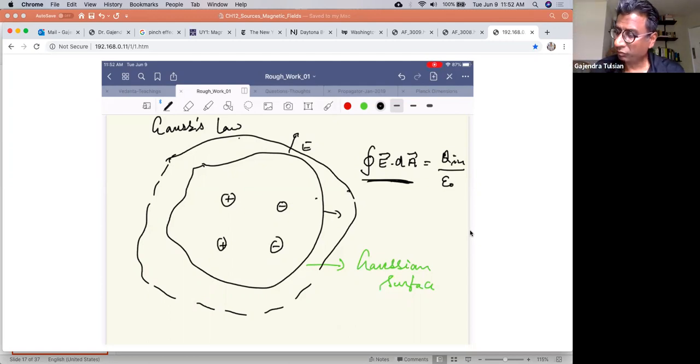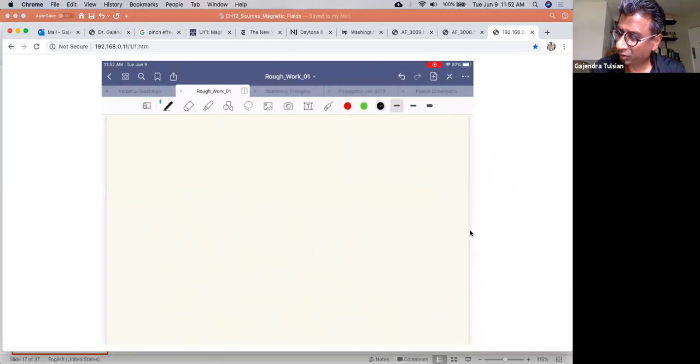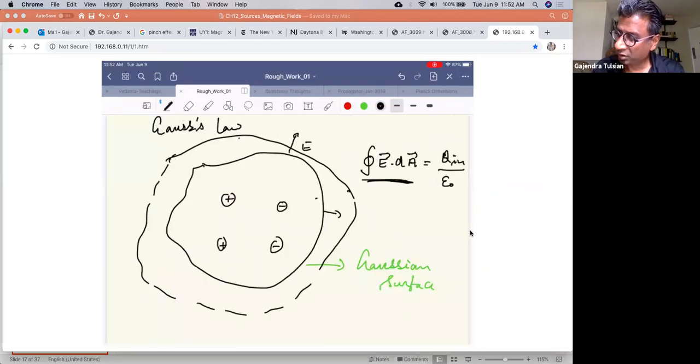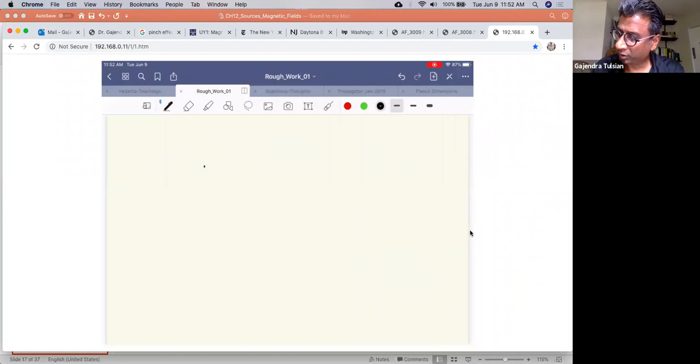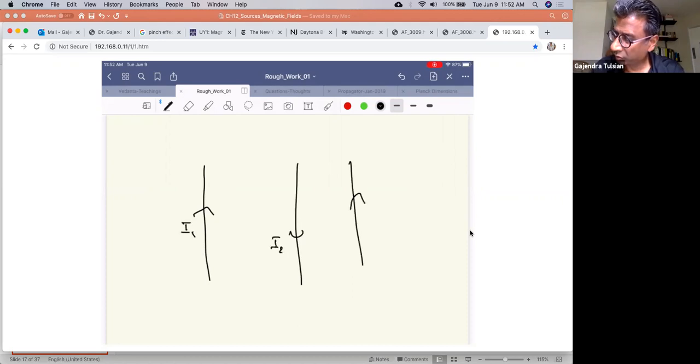All right, very similar to this is Ampere's law, which is what we're going to talk about now. This was charges, and now we're going to talk about currents. So here's a current, I1, I2, I3. Let's say we have a current flowing like this. What Mr. Ampere says is, these guys produce magnetic fields all around.